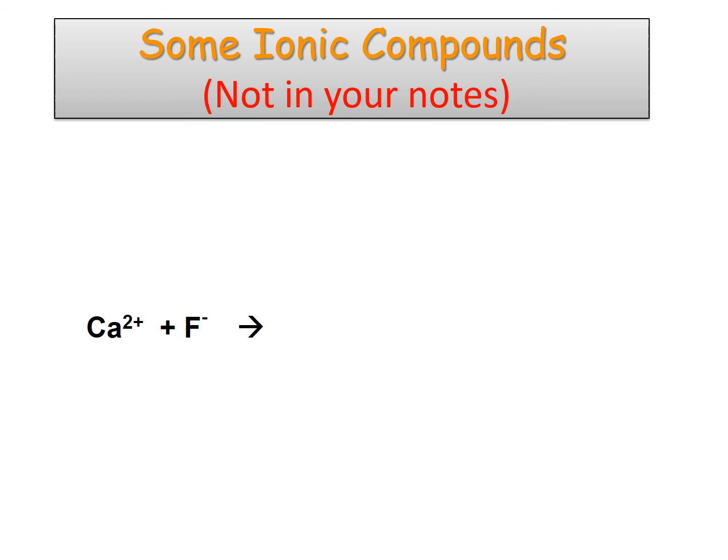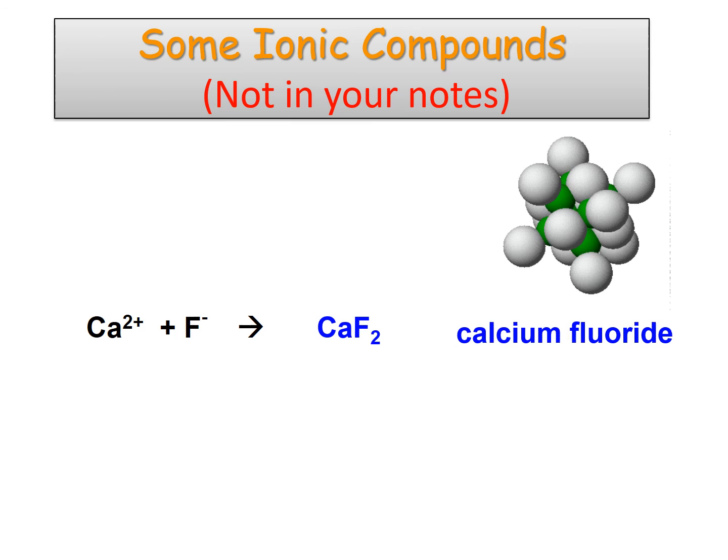What about calcium and fluoride? Well, it's very similar to the previous example. We need a 2-to-1 ratio. Calcium fluoride would be CaF2.